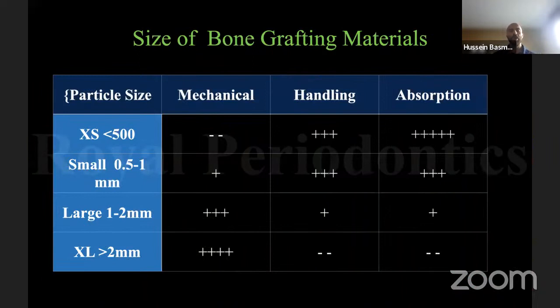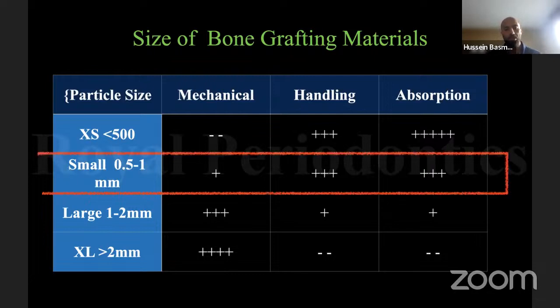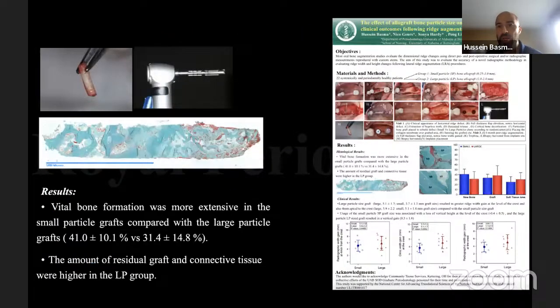When we talk about the particle size in guided bone regeneration, we are talking about using the small particles, which are 0.5 to 1 millimeter particles, because it's definitely easier handling, better resorption, and better mechanical properties. And actually, we did a study at UAB, recently published in the Journal of Periodontology, where we looked at the difference in bone augmentation outcomes: is it better to use small versus large particles?